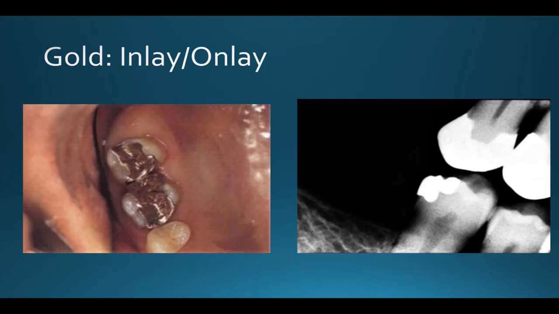Another type of restoration you can have is a gold inlay or onlay. Here in the picture, these are what are called gold inlays, whereas here in the radiograph, we have a gold onlay. The onlay you can see here on this maxillary premolar has very distinct borders. So how do I know that this is not an amalgam? I know this is not amalgam because look how distinct these borders are. They're not irregular, they're not jagged, they're very nice, distinct, smooth borders covering the entire tooth. If I had amalgam, I would probably have more jagged borders.